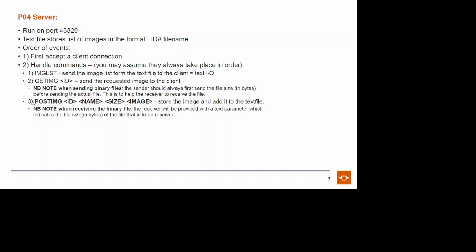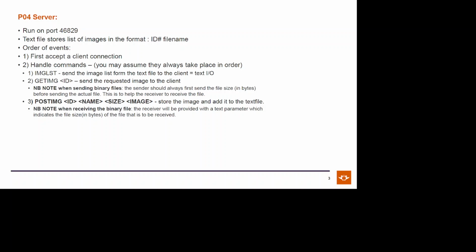Then your server is supposed to be doing the post img command. So this is to actually have an image being posted to it. So an image is uploaded to the server. So here you can see there's a number of parameters that is sent to the server when this command is received. So it's the ID, the name, the size, and then the actual image.